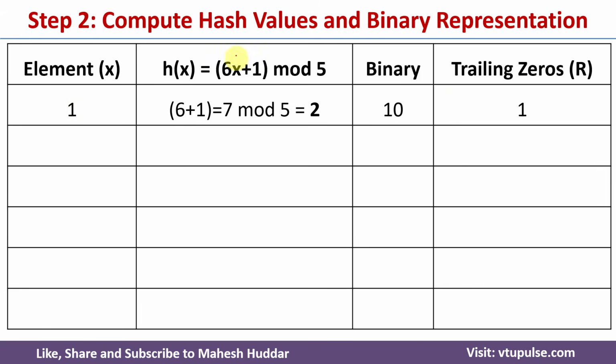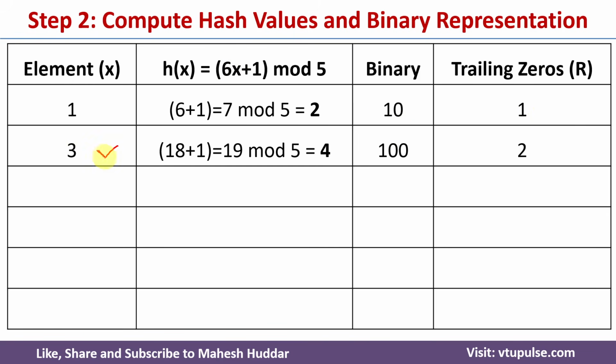For this one, we know h(x) is (6x + 1) mod 5. So in place of x, we replace 1. So 6 into 1, 6 plus 1 which is equal to 7. 7 mod 5 is equal to 2. And this 2's binary representation is 10. Here we have 1 trailing zero, so the number of trailing zeros for the first element, that is for 1, is 1.